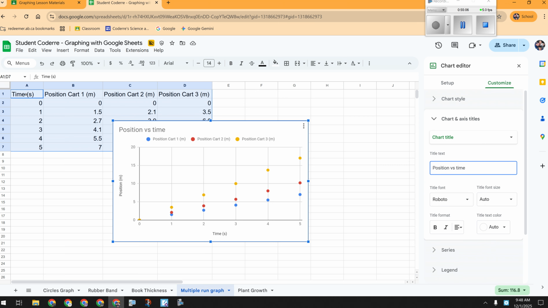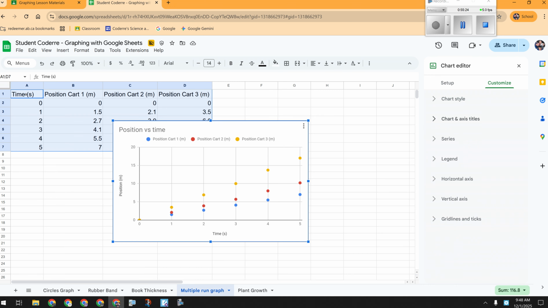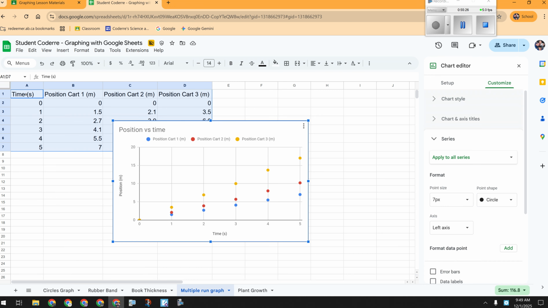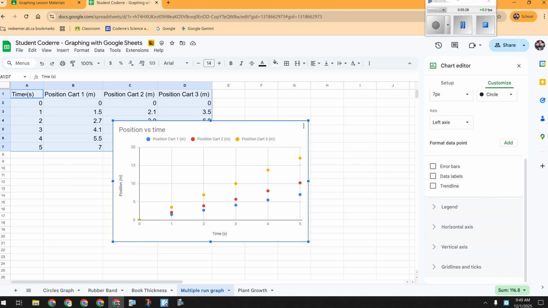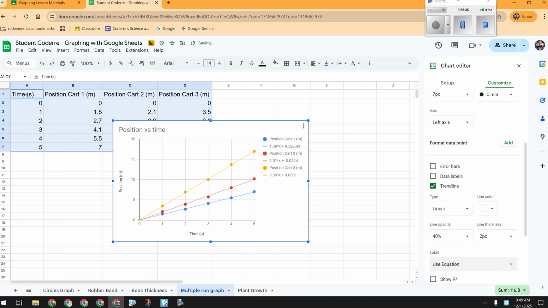When you do a graph that has more than just an X and a Y, it's got several runs, you'll have to do that. So on Wednesday, you'll have to do what we just did: change the title and add a label. From here, same thing we did before. I'm going to close up the chart axis and titles, and go to series. If I scroll down, check the box for trend line, just like we did before, and put in the equation. Now you've got a graph for that.